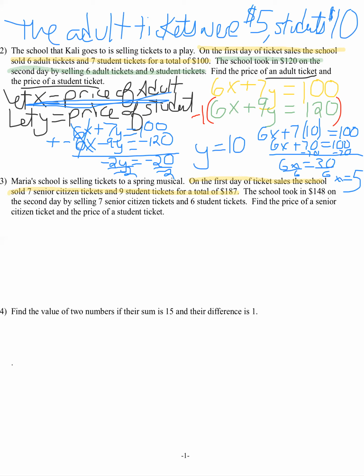Then I'm going to keep reading. The school took in $148 on the second day by selling 7 senior citizen tickets and 6 student tickets. So there is my second equation. I'll put that in green. Okay, and then the last thing that I need to do, it says find the price of a senior citizen ticket and the price of a student ticket. So there's the 2 things that I need. So I'll say let X equal senior citizen ticket and I'll have Y be the student ticket.